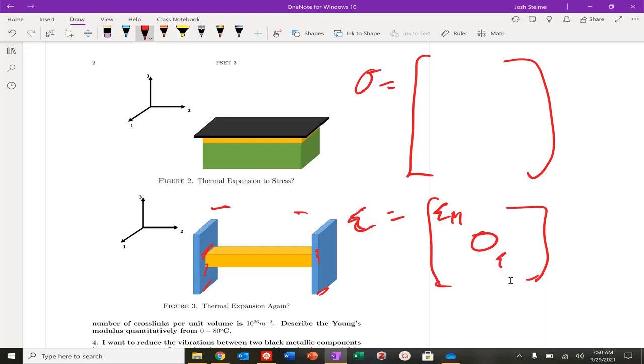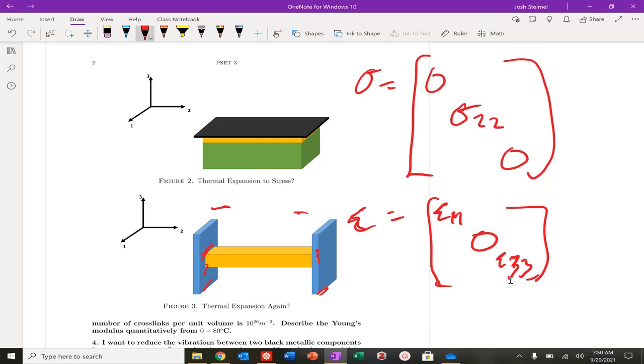Same thing in the 3-3 direction. So in the 2-2 direction, I cannot expand or contract. In the 1-1 I can, and in the 3-3 I can. What about stresses? Well, if I can expand freely here and here, there's no stress here, but there will be a stress in the 2-2 direction because again, the material wants to contract, but it's not allowed to.